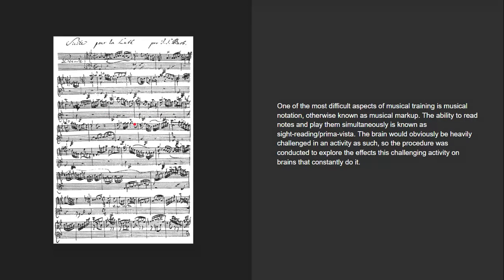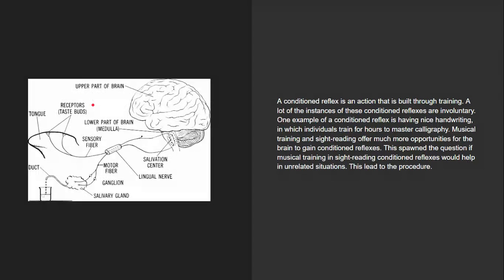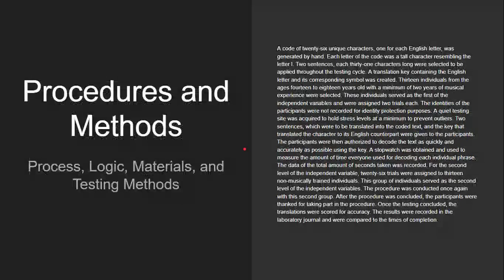And as you can imagine, it causes a lot of strain on people's brains because it's a lot of areas working together at the same time. So it results in many different conditioned reflexes. Now, a conditioned reflex is just an action that's built through training and repetition. One example of this is calligraphy and developing perfect handwriting, in which you practice for hours and hours. Similar to calligraphy, musical training follows the same principle, and you develop it over time by repetition and practice.